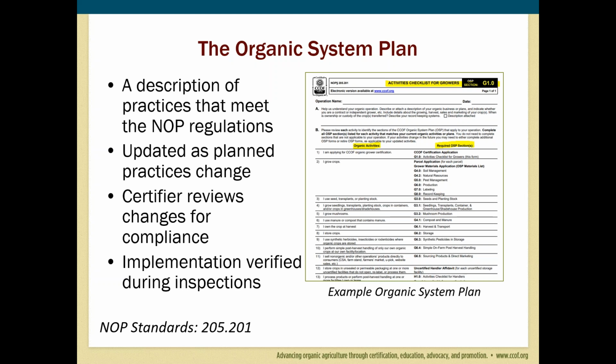And then the final piece of the organic system plan is that it's verified during each inspection, not only the initial inspection, but each inspection thereafter, and the inspector is continuing to check that you're implementing your OSP and that it complies with the regulations. And as we talked about, there may be more updates at that point in time, and the process continues on that annual cycle.